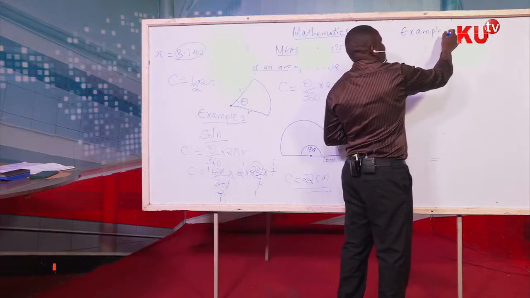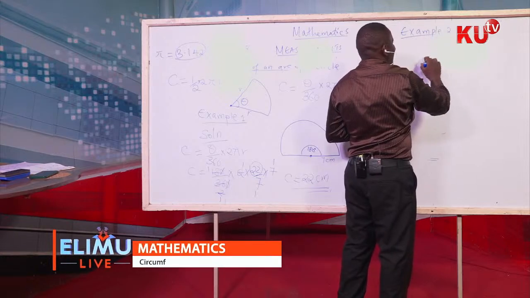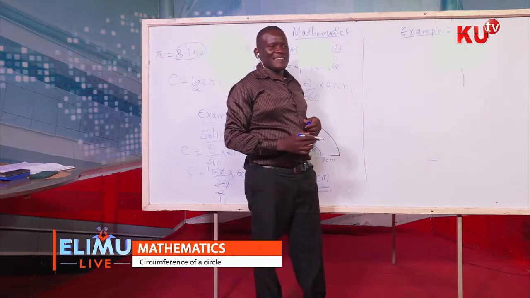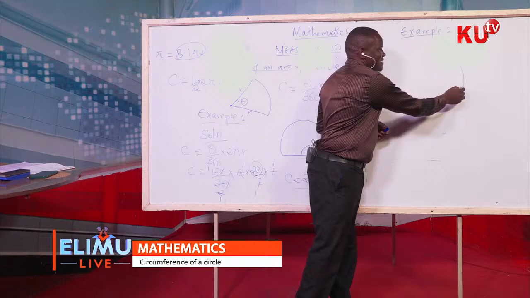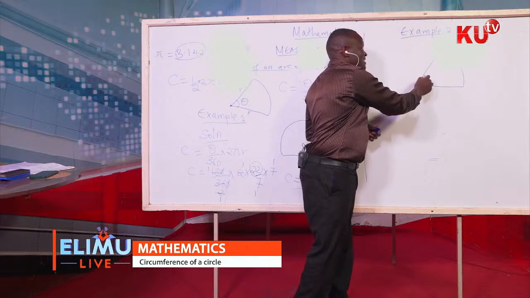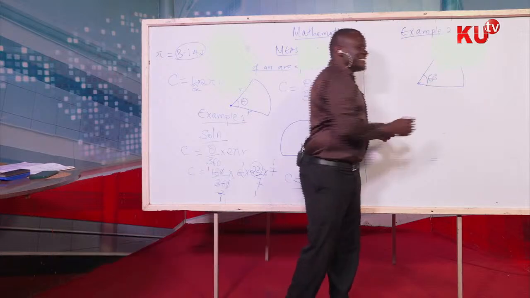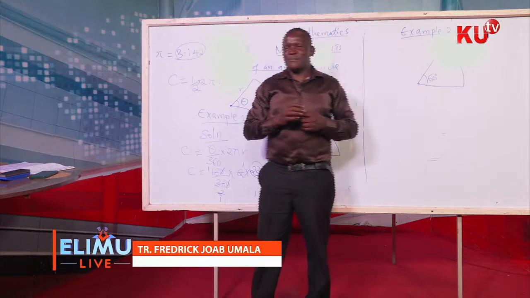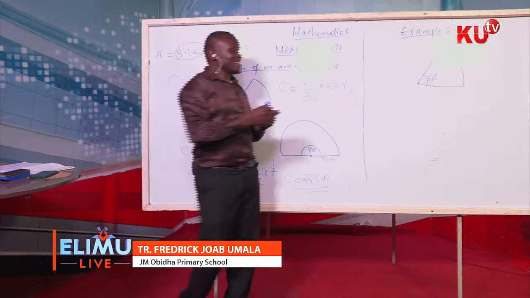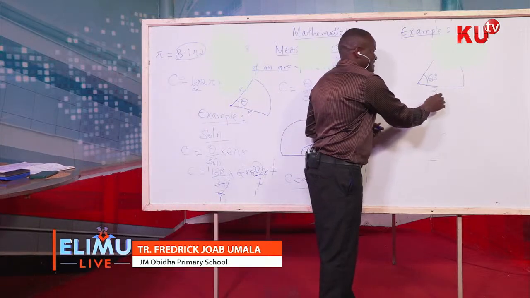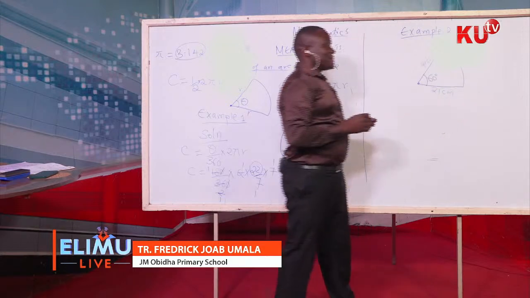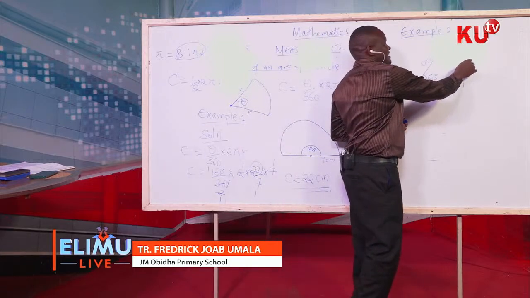Example 2, we have an arc. That is our arc. And the arc subtends an angle of 60 degrees to the center with a radius of 21 centimeters. So the radius is 21 centimeters. So this is the arc.